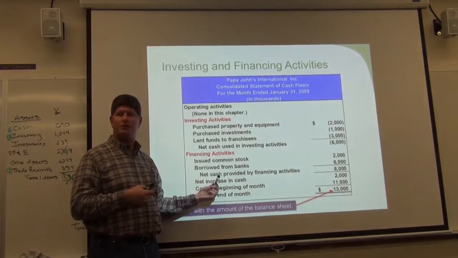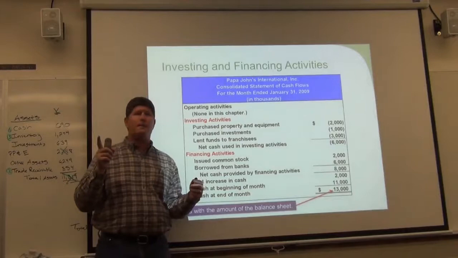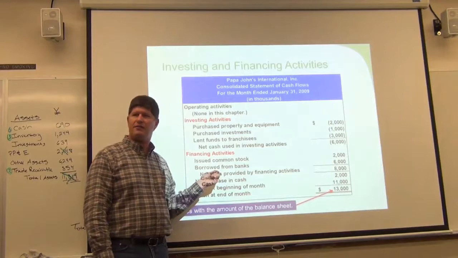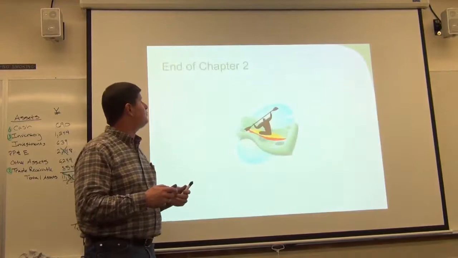Here's the key I want you to remember there. And I said this last week. When a company sells its own stock to generate cash, that's a financing activity. We're selling ownership interest in this company to generate cash to run the company with. Good? Okay. If we get that, I'm pretty happy.